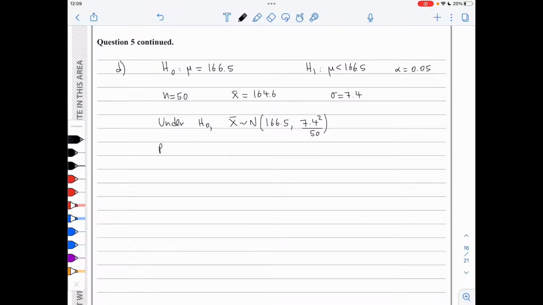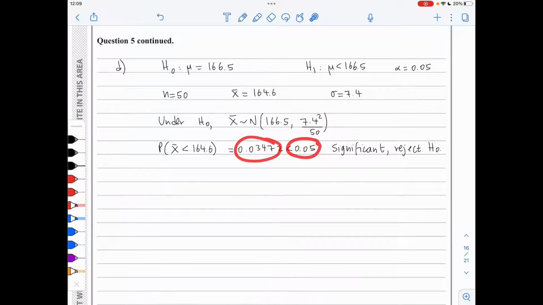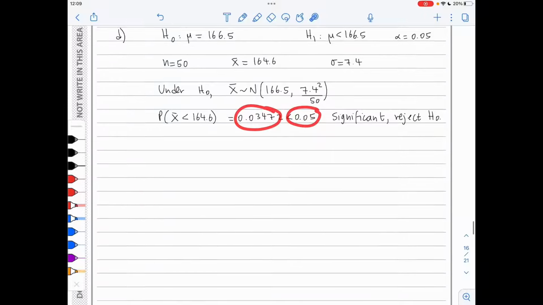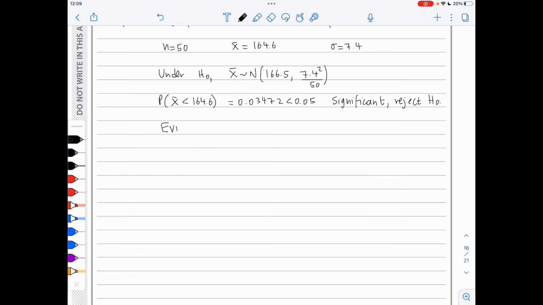The probability of x bar being less than 164.6, so we inherit the direction from the alternative hypothesis, and we always use the sample mean we have found. This gives a probability of 0.03472, which is less than 0.05, and we say this is significant. We reject H0. So what has happened here is that we have observed something which is more extreme than the threshold dictated by the significance level. This means that we can conclude that there is evidence to support Mia's belief.